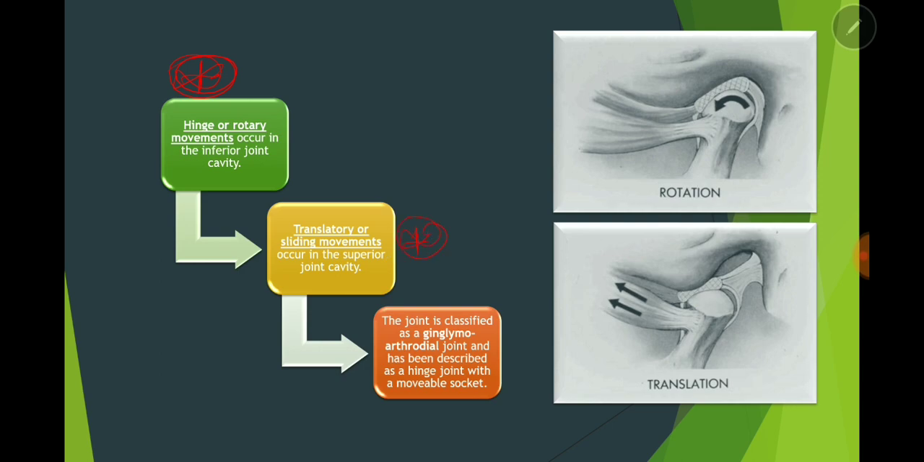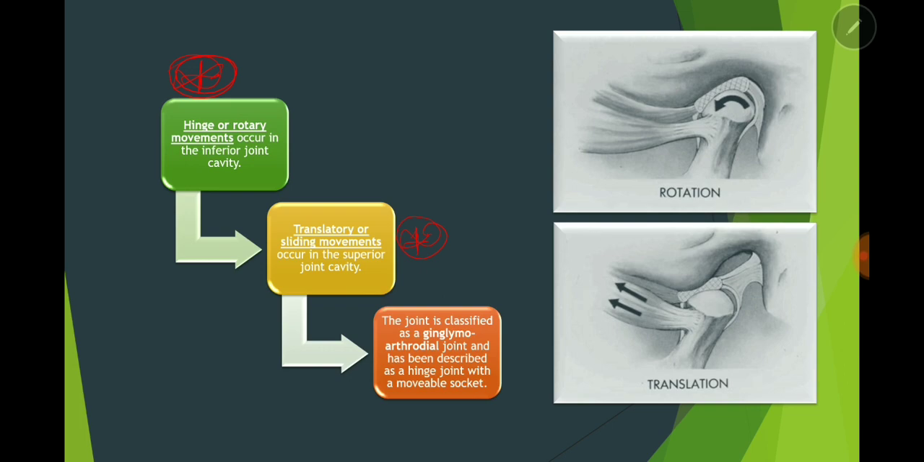The joint is classified, all right. So what do you call the TMJ? The TMJ is also known as a ginglimo-arthroidal joint, and has been described as a hinge joint with a movable socket. So ginglimo means hinge, and arthroidal, anything arthro means joint, a movable joint.